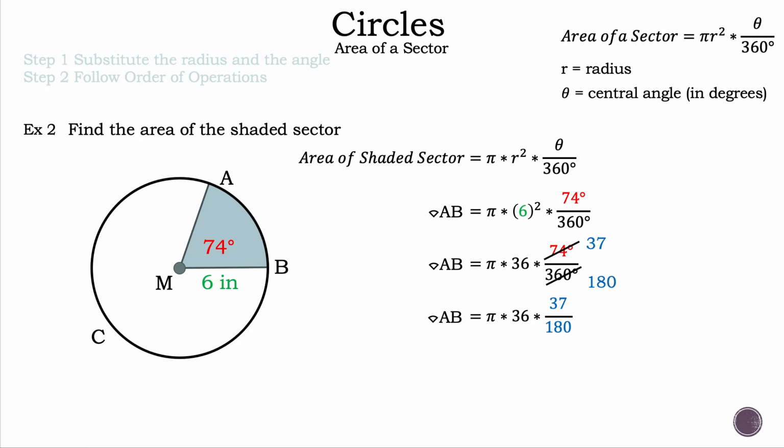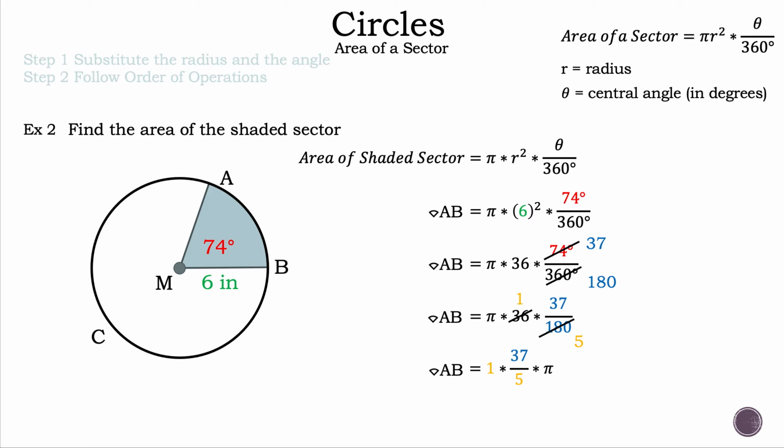Now we can go ahead and just multiply those two numbers together, or we can continue simplifying, and we're going to simplify the 36 and the 180 by dividing each number by 36. Now if you don't realize 36 is the biggest factor, you can always divide by a smaller number and keep going. So we're going to do the biggest factor, 36. So 36 divided by 36 is 1. And 180 divided by 36 is 5. So let's write down what we have so far. We have sector AB is equal to 1 times 37 divided by 5 times pi.